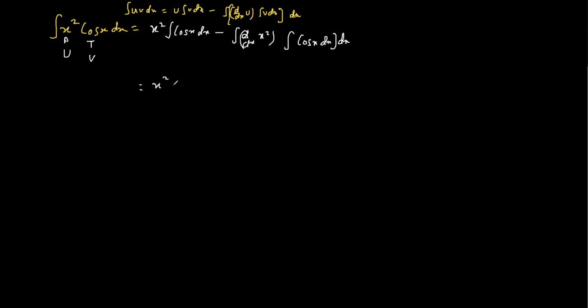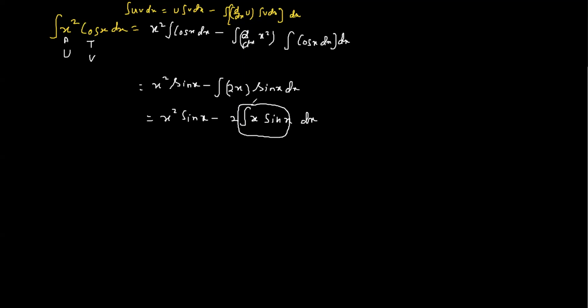Integration of cos is what? Sin x. Derivative of x square is what? 2x. And this is the integration of sin x, right? Now here you can see you have to use integration one more time.